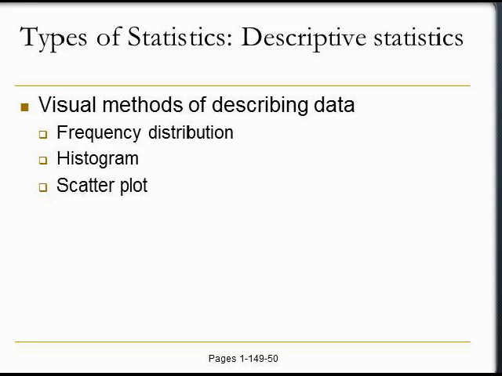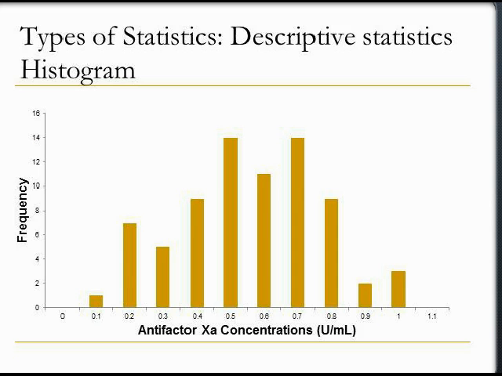So there's a variety of different visual methods for describing data, such as frequency distributions. We'll look at a histogram in a second, and then scatter plots, simple plots of y versus x variables, are frequent ways to visualize data. So this is an example of a histogram which shows anti-factor 10A concentrations on the x-axis and the frequency of those concentrations shown on the y-axis.